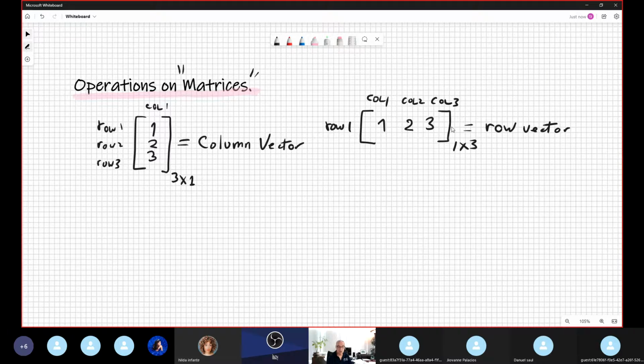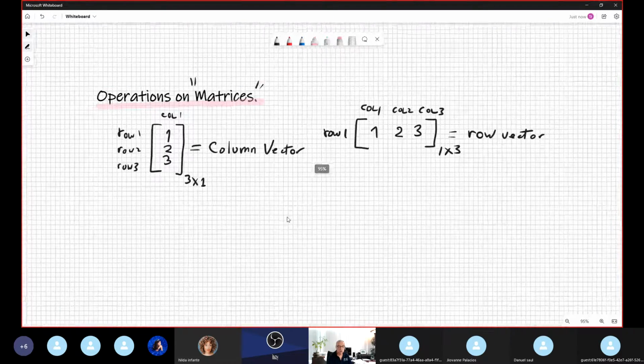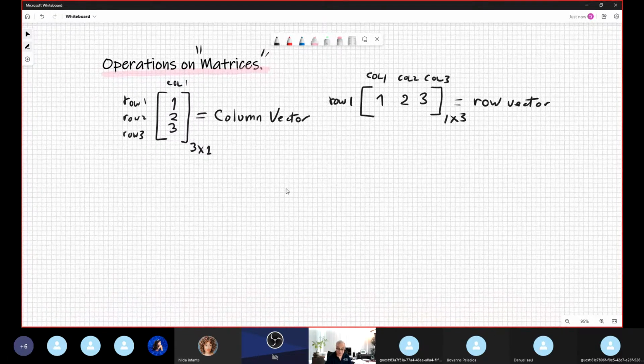Okay, so today we study operations with matrices in general: addition, subtraction, multiplication by a scalar, and multiplication between two matrices. What is the condition necessary to perform the multiplication, because it is not always possible, and the property behind this. Okay, addition and subtraction first.